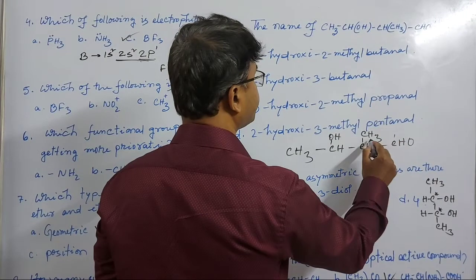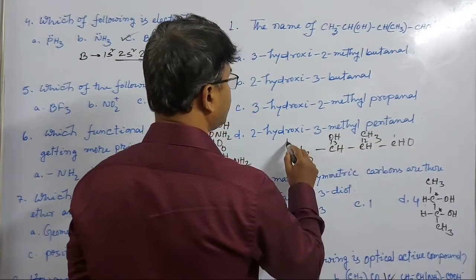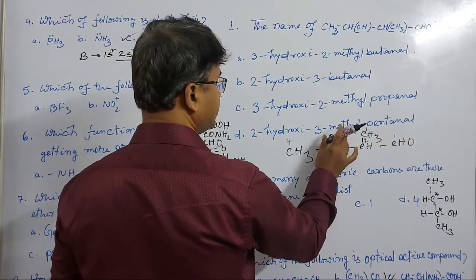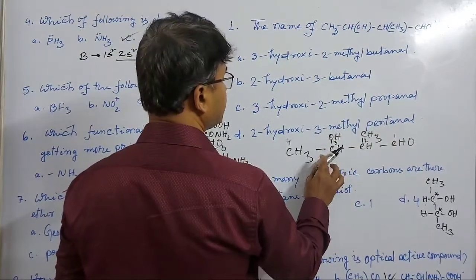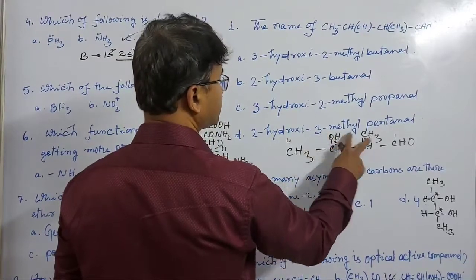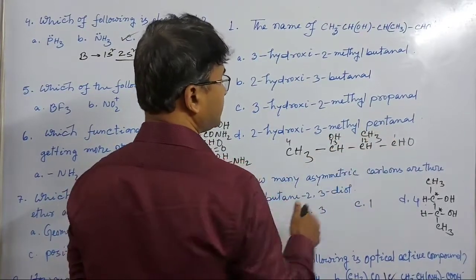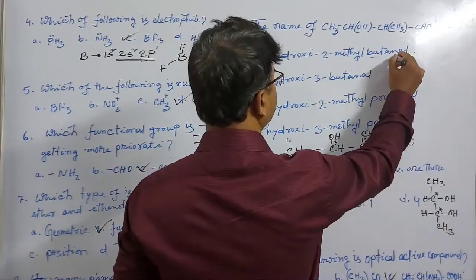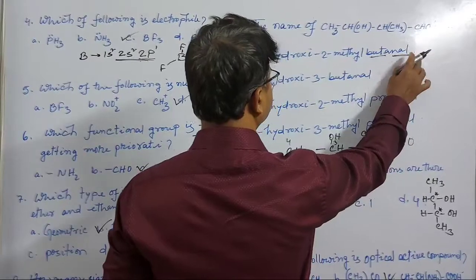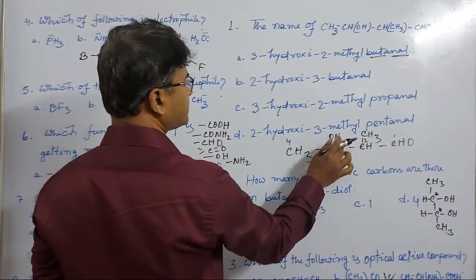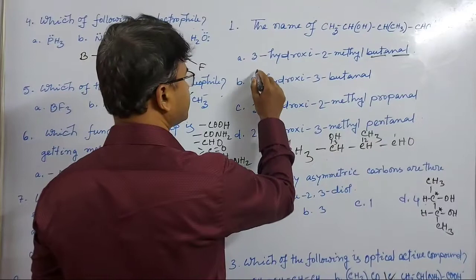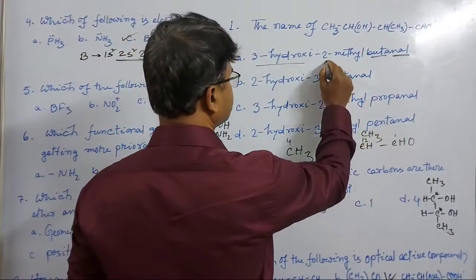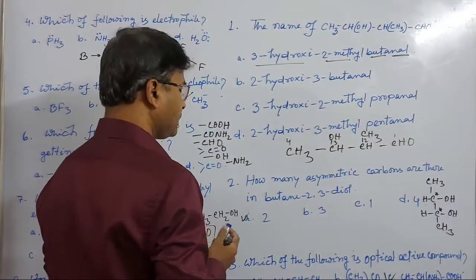It will be 1, 2, 3, 4. As it is an aldehyde, of course it will be hydroxy. So the name of this compound will be 3-hydroxy 2-methyl butanal. 4 carbon atoms mean but. Due to aldehyde it is nal. So it is butanal. As the hydroxy group is at the 3rd carbon, that's why it is 3-hydroxy, and the methyl group is at the 2nd carbon, that's why it is 2-methyl.